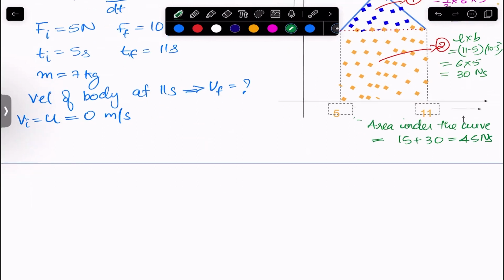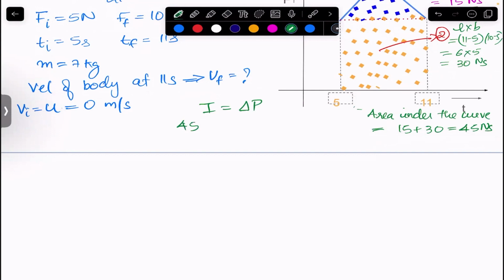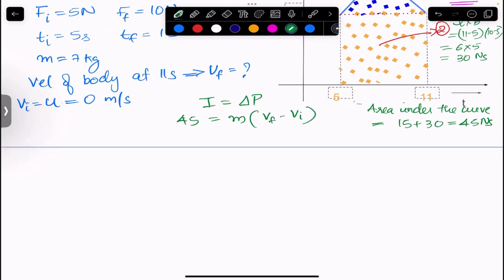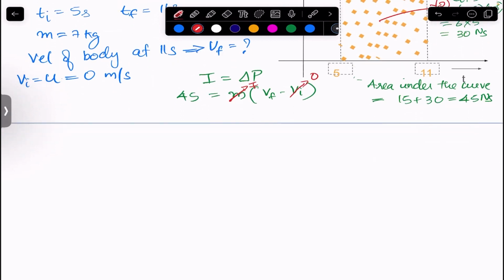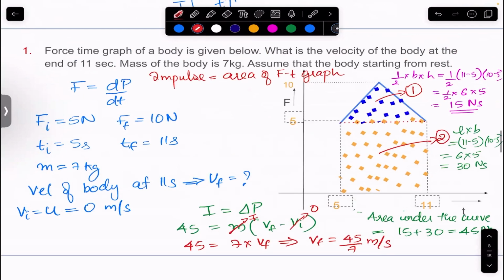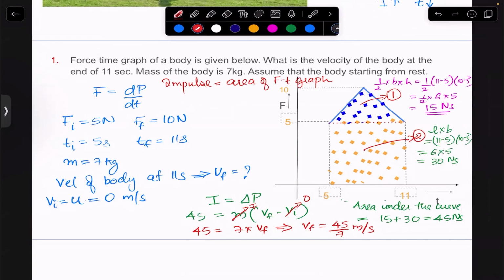We also know that impulse equals change in momentum. Momentum is m times v final minus v initial. M is given, that is 7. So 7 times vf, which we don't know, and vi we know to be 0. So 45 equals 7 times vf, that gives you vf equal to 45 by 7 meter per second. So that's how we find the velocity of the object given the forces that act on the object at various instants of time, T1 and T2, and the mass of the object.